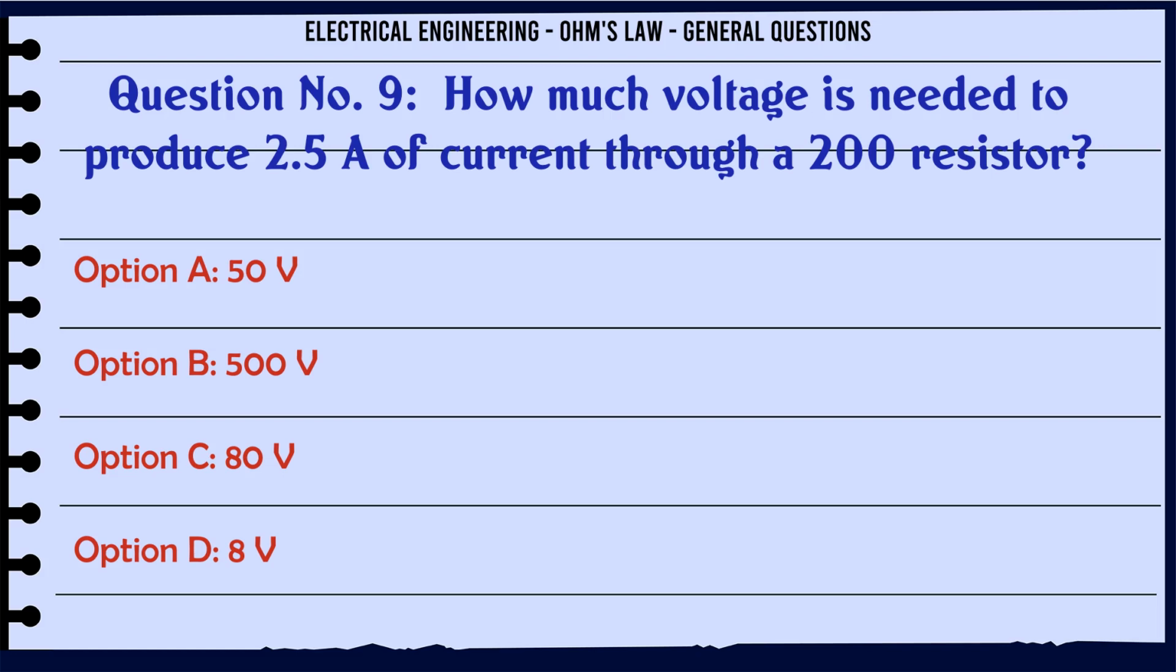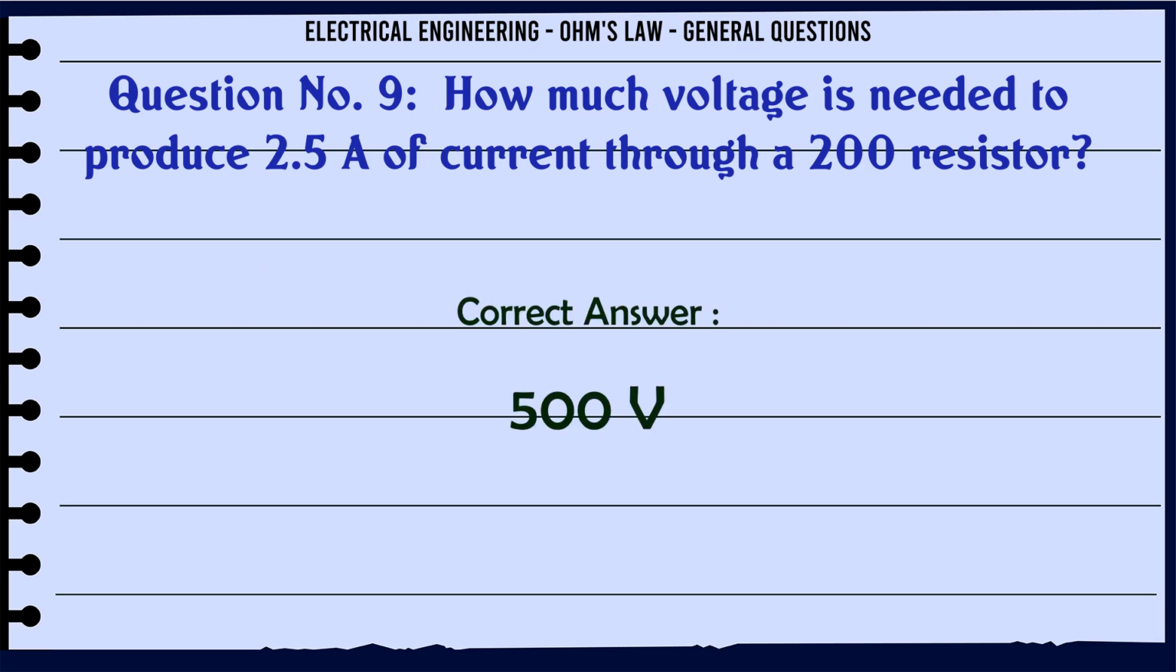How much voltage is needed to produce 2.5 A of current through a 200 resistor? A) 50 V, B) 500 V, C) 80 V, D) 8 V. The correct answer is 500 V.